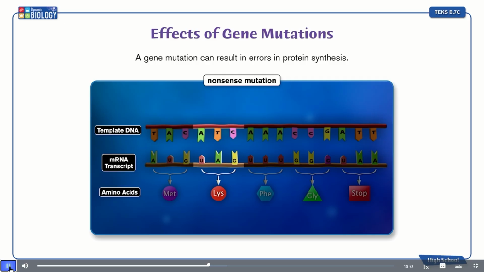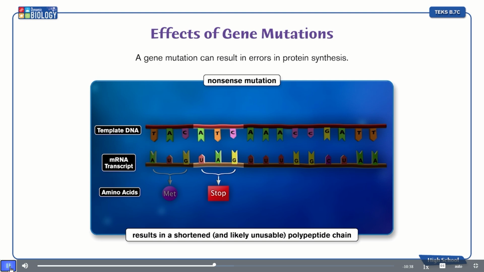AAG codes for the amino acid lysine. UAG, on the other hand, is a stop codon. It does not code for an amino acid. It signals to the ribosome that the polypeptide chain is complete. Hence, a stop codon stops protein synthesis. The result is significant. This polypeptide chain will be incomplete. It will be shorter than its intended length and most likely unusable.